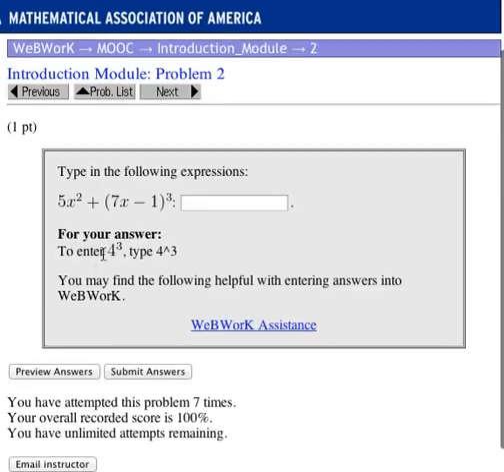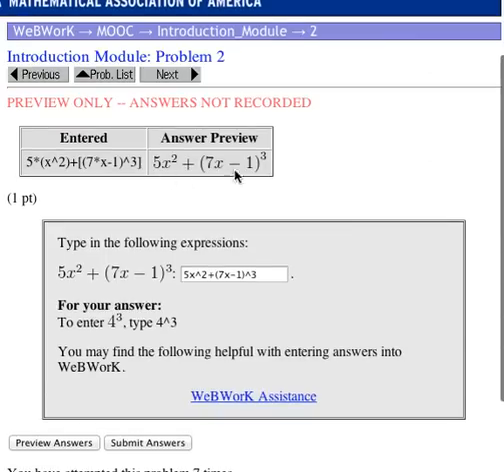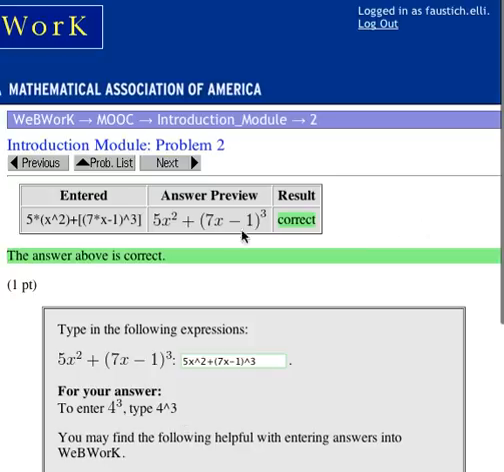My second problem wants me to look at how to raise something to a power. So I'm going to start by typing 5x squared. Notice I need to use the caret symbol to write squared. I'll be adding to that the whole quantity 7x minus 1 raised to the third power. So again, caret 3. I like to preview my answer just to make sure it's what I wanted. And my previewed answer does look the same, so I will submit, and happy to see that I have this one correct.